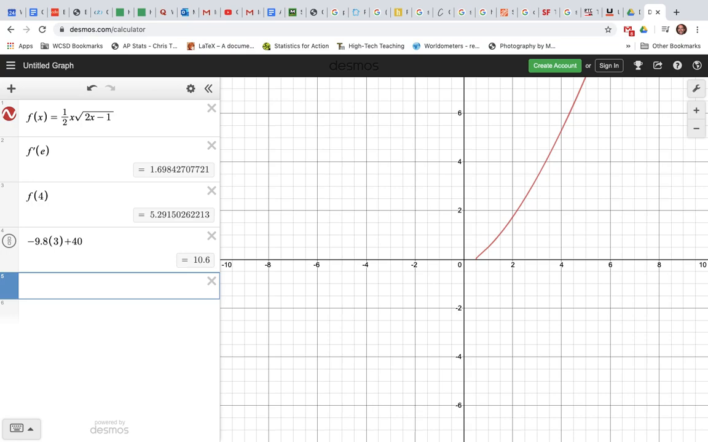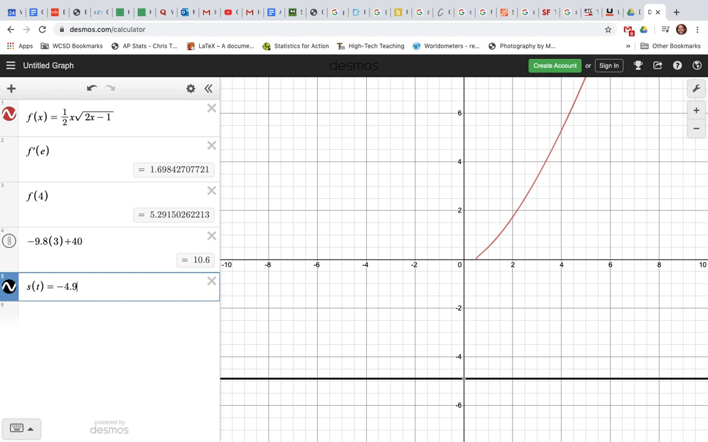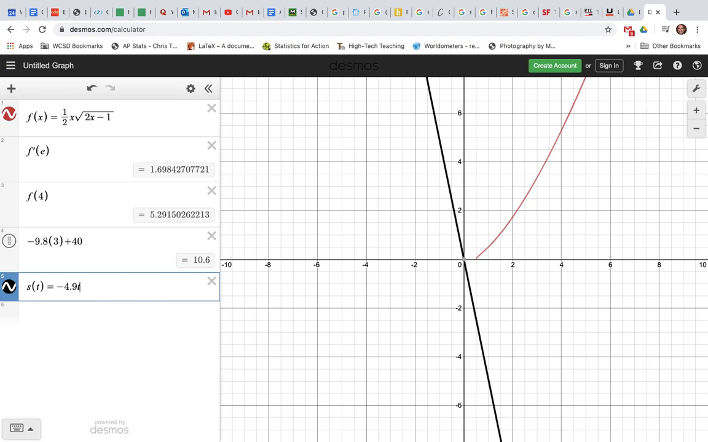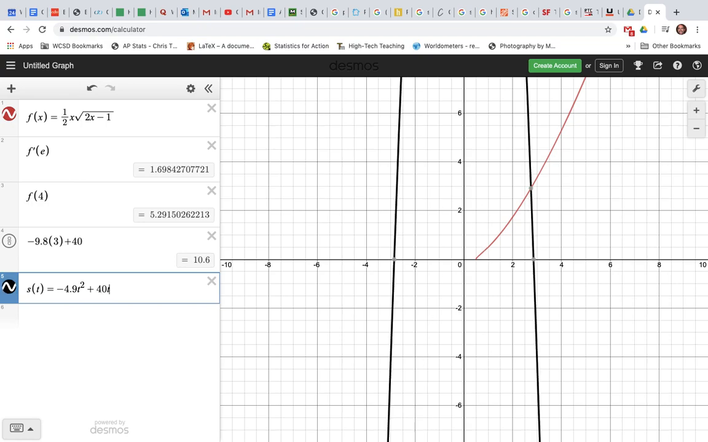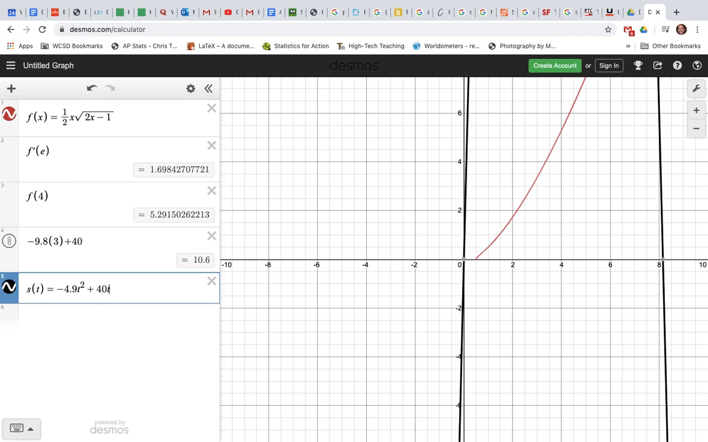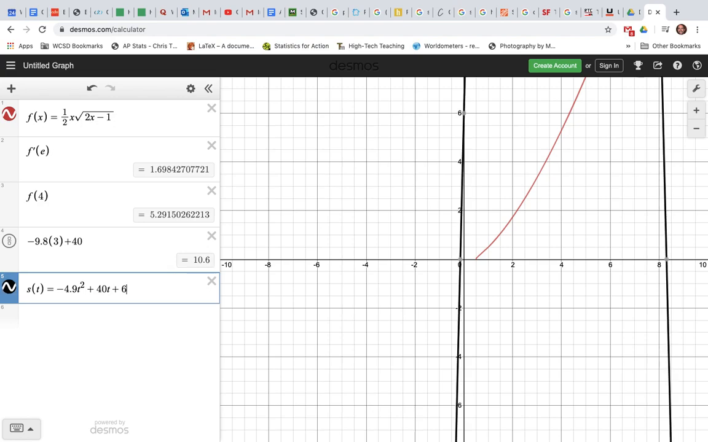If I would have put this in as s of t, and I can do that, I think it allows me to do t's, I think, equals, let's do negative 4.9. I want you to see how there are options to finding this. t squared, I wrote all these right, moving fast, and plus 40t. You guys can't see all the things I'm flipping around up here. Kind of fun to watch. There. So that's my s of t function that they gave us.